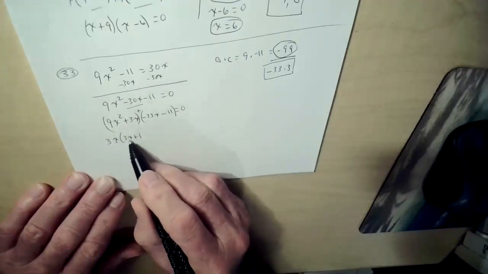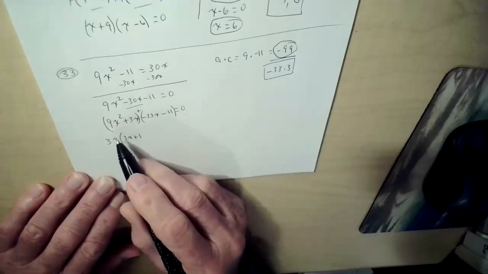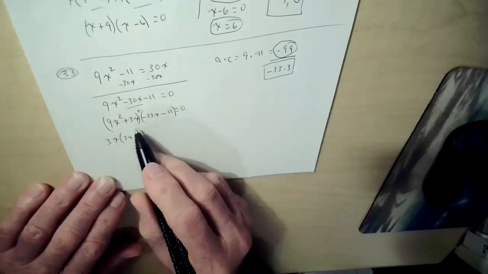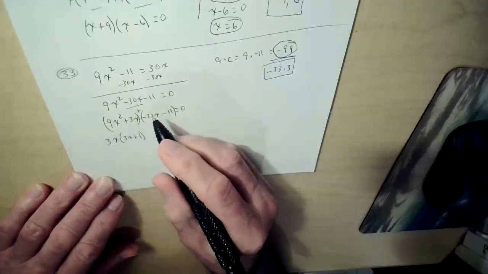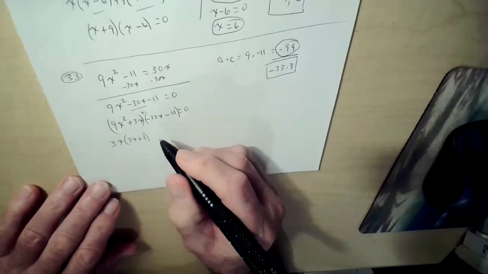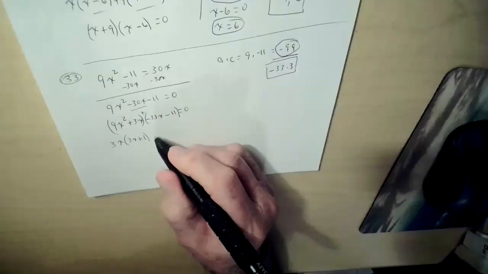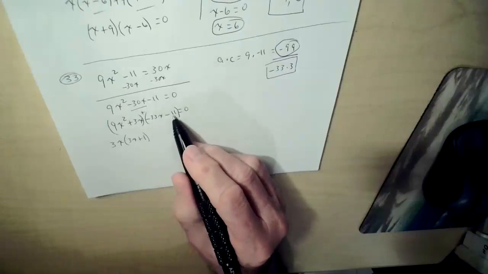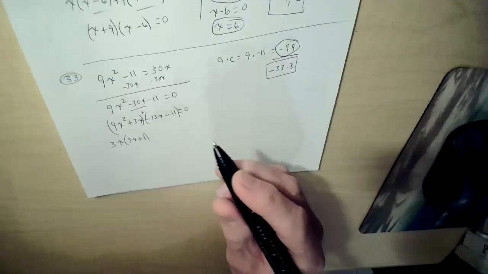So what can we factor out of this? 3x times 3x plus 1. 3x times 3x is 9x squared. That's right. 3x times 1 is 3x. That's right.